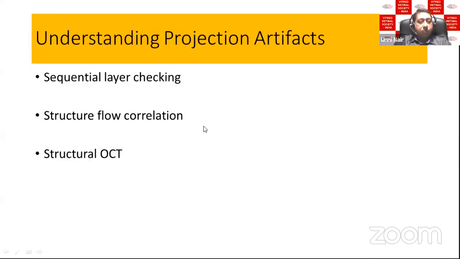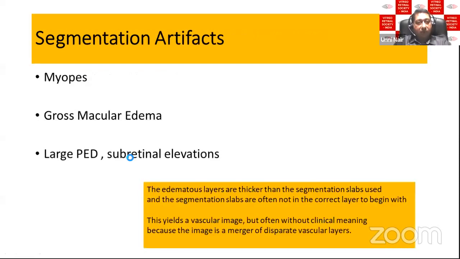Most important is that you have to understand whether an image you see is a projection artifact. How can you do that? By taking various layers and checking whether the persistent defect is present in superficial layers or deep layers. You can correlate with your structure flow correlation, or you can just plainly look at the structural OCT to see if there is any vascular object correlating with that point.